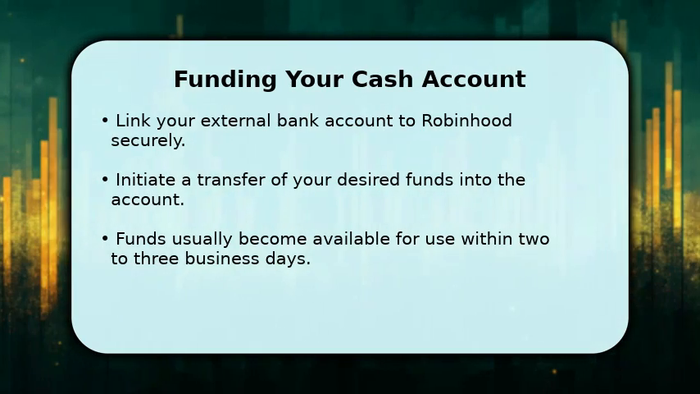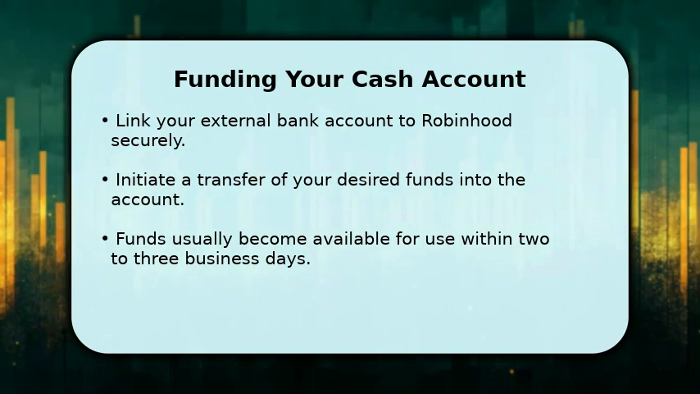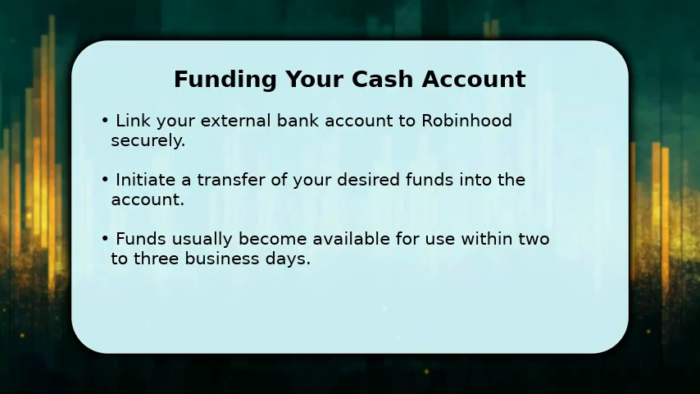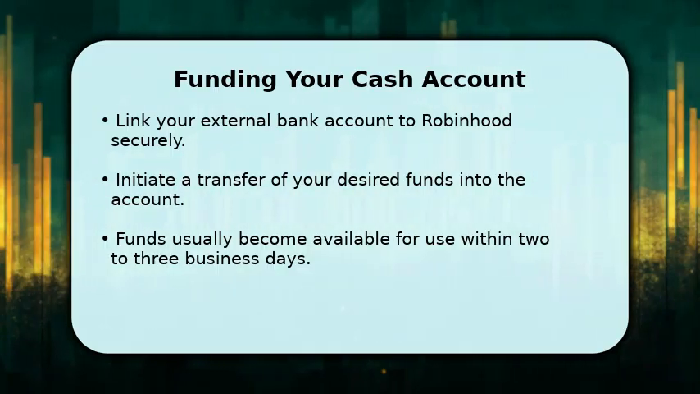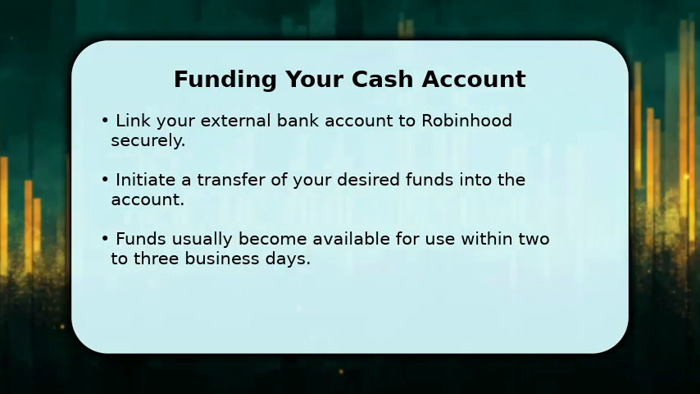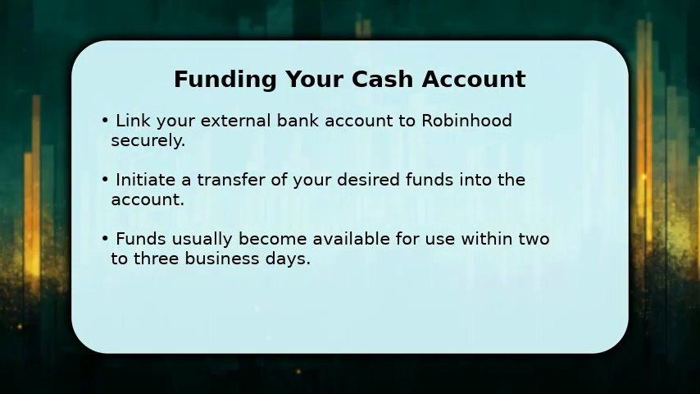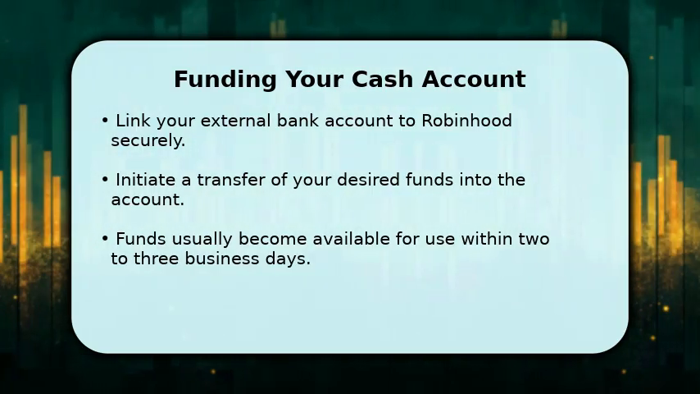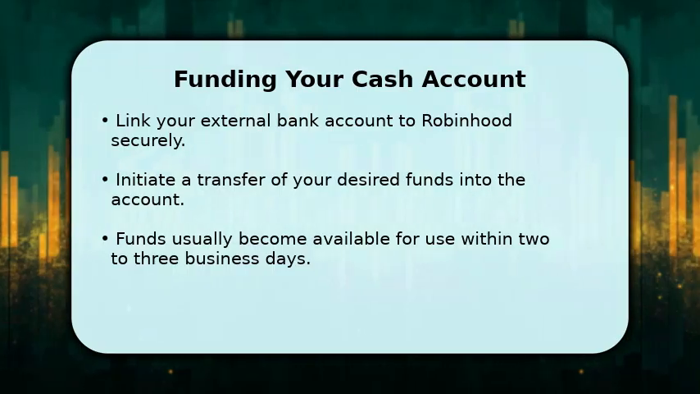Once your cash account is approved, the next step is funding it. You'll need to link your external bank account to Robinhood, which is a secure process. After linking, you can initiate a transfer of funds. Remember, while the transfer is usually quick, it might take 2 to 3 business days for the funds to fully settle and become available for use.